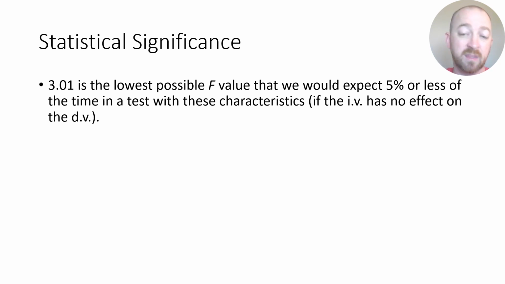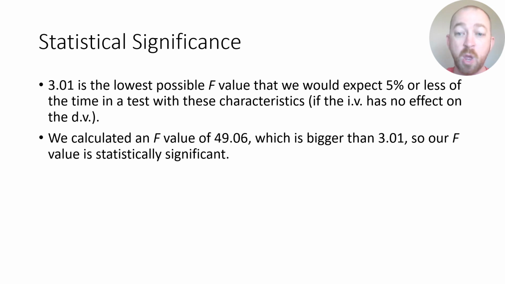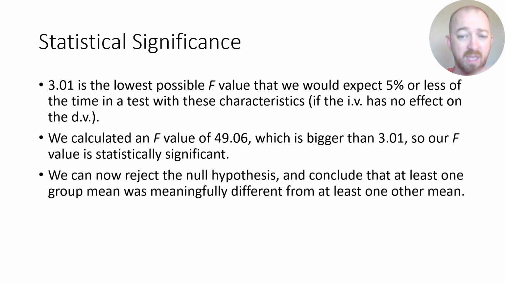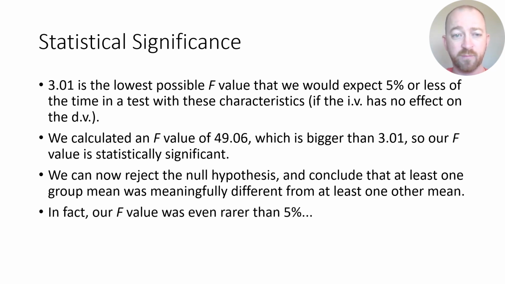Therefore, we can go ahead and say that we have a meaningful difference if we have an F value we calculated of at least 3.01. Okay. So we calculated an F value in our last video of 49.06. 49.06 is, of course, much bigger than 3.01, and so we can say that our F value is statistically significant. In fact, at this point, we can now reject our null hypothesis and say it's clear that our means were not the same, and actually at least one of the means was meaningfully different from at least one other mean.